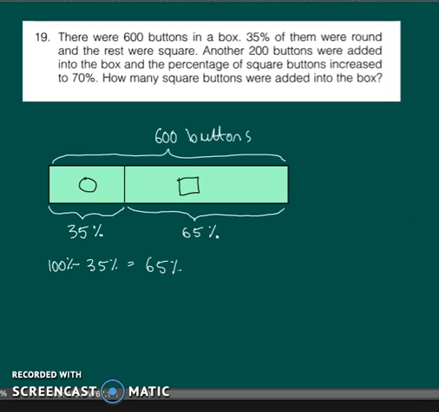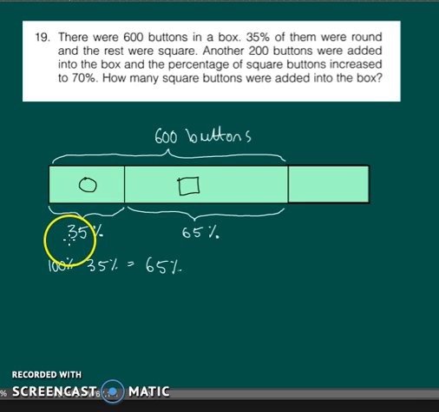Next thing that happens is we get 200 more buttons in this box, like that. We don't know how many of them are square and we don't know how many of them are round. It's a mix. But what we are told is that the percentage of square buttons now has increased to 70%. It was 65% before, now it's 70%.